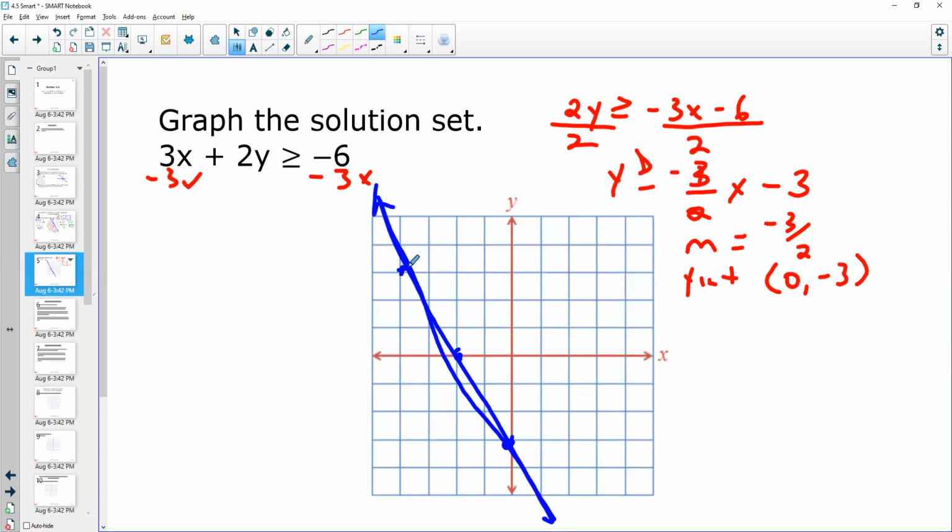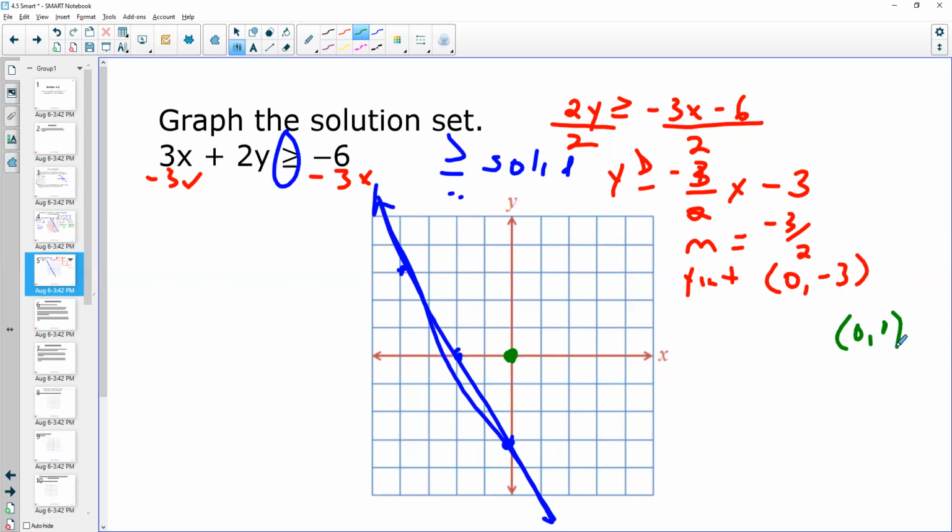And now I'm going to test 2 points, okay? Oh, first I drew a solid line. So this is going to be a solid line because of the equal sign there. Now I'm going to test 2 points. So I'm going to pick 0, 0, that's on one side.